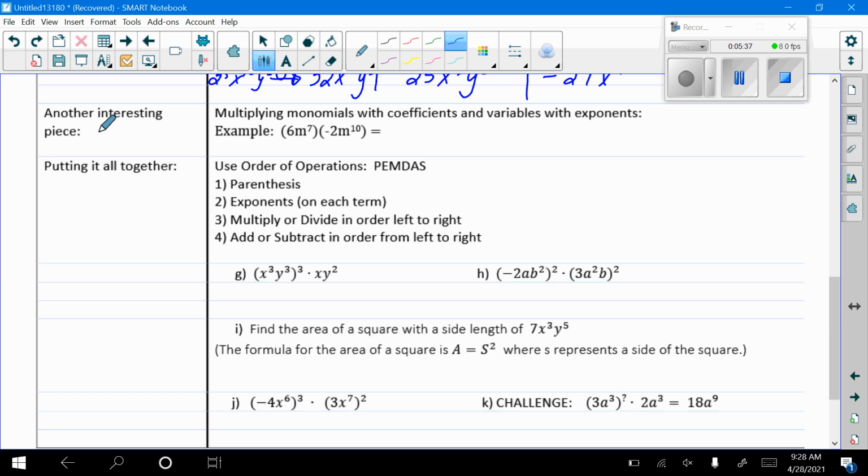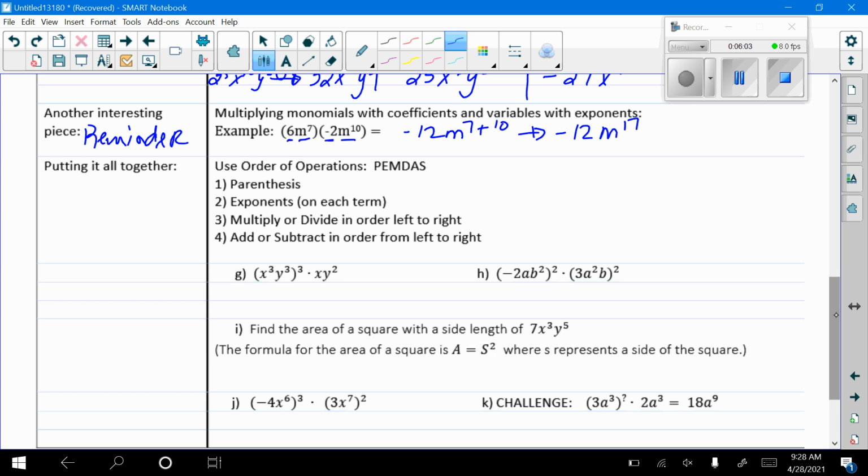Just a reminder, we're not changing what we've learned yesterday or the day before. If I'm multiplying monomials, I get 6 times -2 is -12. Same down low, we add and go. So this is m to the 7 plus 10, which gives me -12 m to the 17th. So don't forget that's what we did the other day.